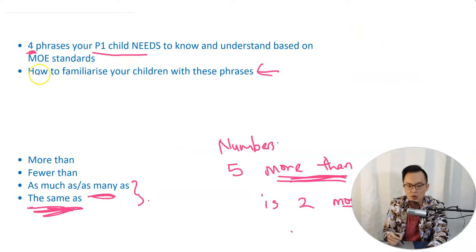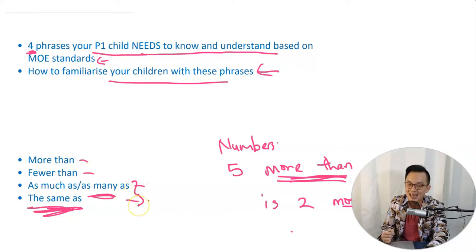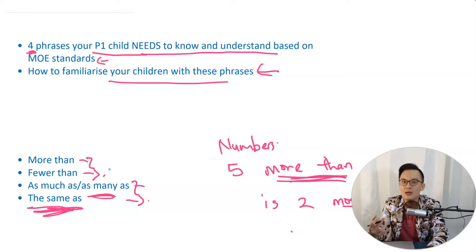So in this video, I went through the 4 phrases your P1 child needs to know and understand. It's based on MOE standards, with numbers, and how to familiarize. So the 4 phrases are more than, fewer than, as much as, as many as. And you need to let them know that more than, fewer than, greater, less, least are also words used to describe numbers and sizes and number of things. More than and fewer than are basically the two sides of the same coin.